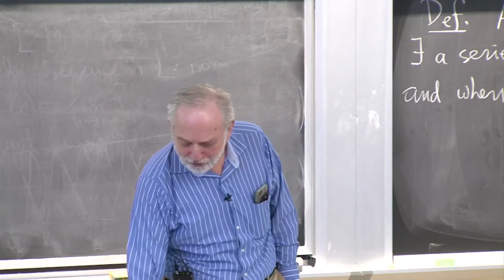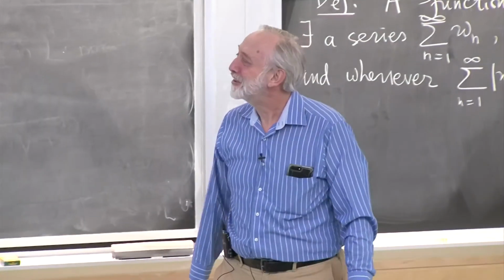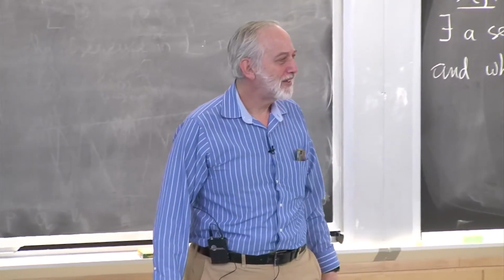Right? And in fact, if you look at age versus heart rate of the entire population, you see two very peculiar things. So here are the adults that we've been talking about, and here are the babies, and sure enough, they have higher heart rates. And then here are these 300-year-old people. You go, wow, I don't think I'm going to have a heart rate when I'm 300 years old. So who are those people?